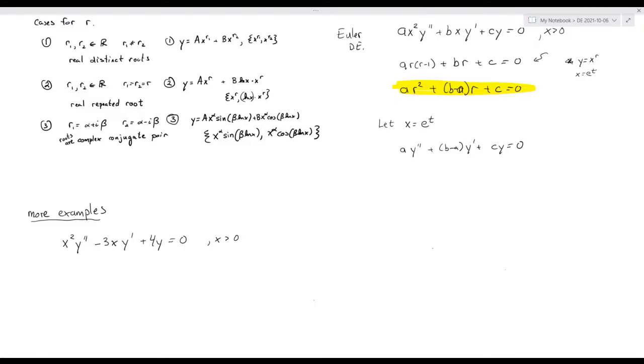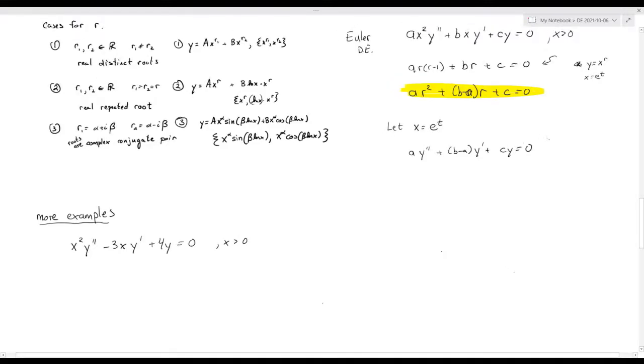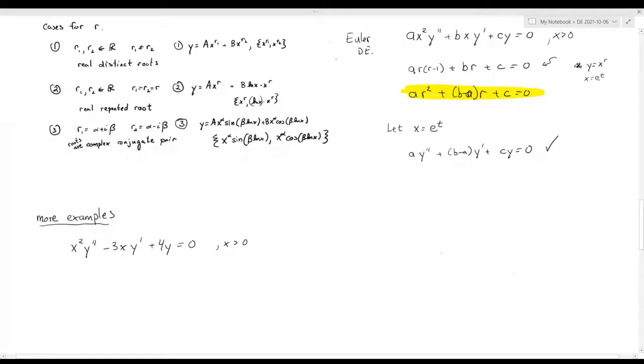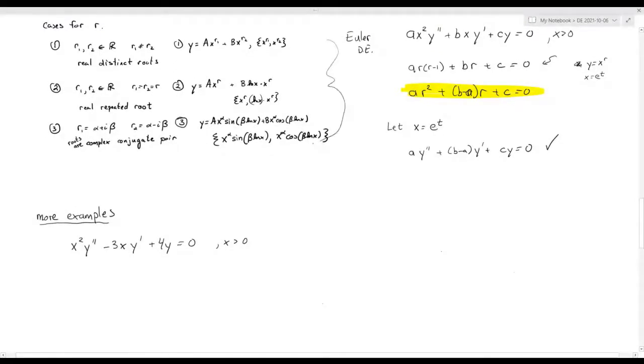And this turned our equation, which didn't have constant coefficients, into one which does have constant coefficients. And we know how to deal with this case. And this allowed us to derive the three cases, or a fundamental solution set, in terms of y as a function of x.